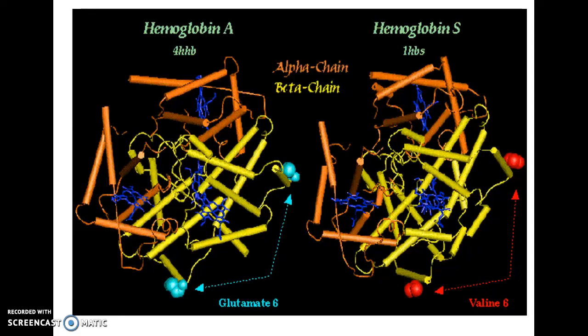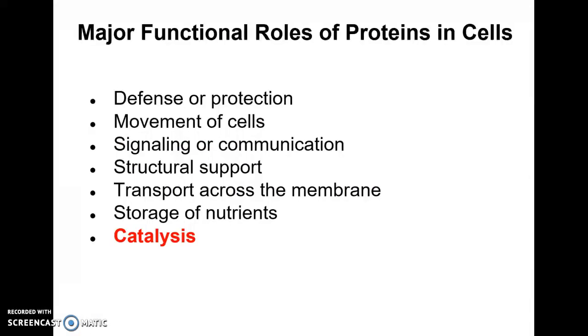So today we're going to be talking about catalysis and how enzymes can lower the activation energy of chemical reactions. So proteins can do lots of things. They can do defense and protection, like for instance, keratin is a barrier against things getting into your body, and antibodies fight off illnesses. Movement within and of the cells.